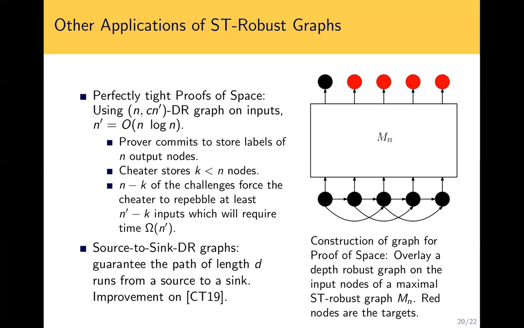And finally, our ST robust graphs are actually what we call source to sink depth robust graphs. What that means is that we guarantee that the path of length d starts at a source node and ends at a sink node, or starts at one of the input nodes and ends at one of the output nodes. These were used in the cited paper to construct something called wide block labeling functions. We won't get into the details, but our graphs are asymptotic improvements on the construction in their paper.